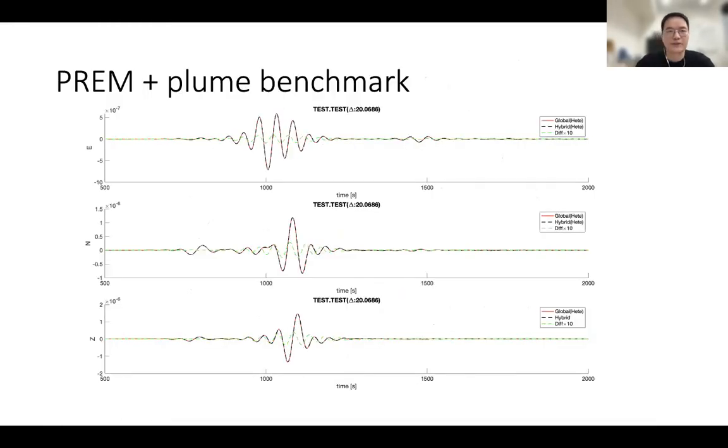We can see the first benchmark with the plume model. The red one is from the global simulation by the spectral element method, global SPECFEM. And the black dash one is from the local hybrid simulation. The waveform is really good. The difference is about 1% error, both for the E and Z components.